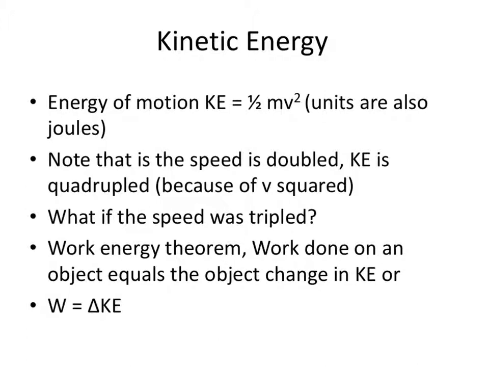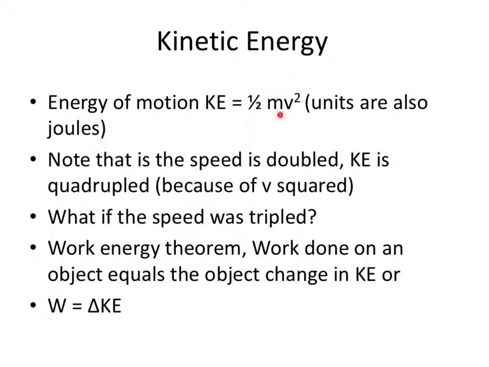Now, the other kind of energy is kinetic energy, and kinetic energy is energy of motion. Formula for calculating kinetic energy is 1/2 the mass times the velocity squared. The units of kinetic energy are also joules. So now, work, potential energy, and kinetic energy all have the same units, joules.